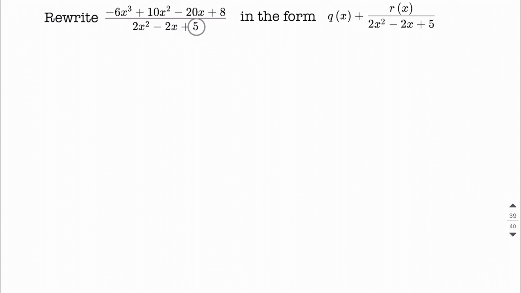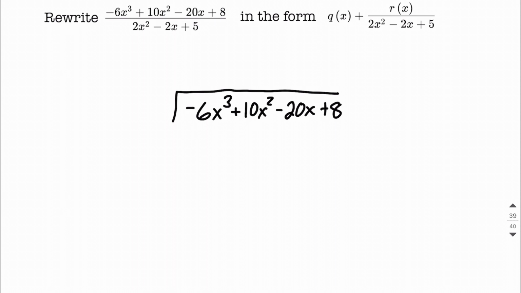All right, so first the setup. We didn't skip any powers of x, so negative 6x cubed plus 10x squared minus 20x plus 8 goes in as our dividend, and then 2x squared minus 2x plus 5 goes as our divisor. If we had skipped any powers of x, we'd want to put 0 of that power of x as a placeholder to keep everything nicely lined up in our columns.